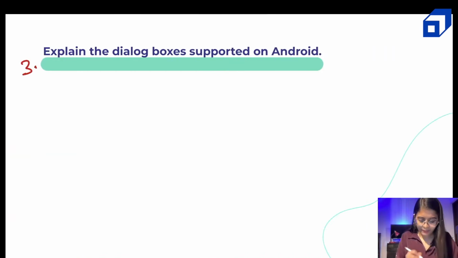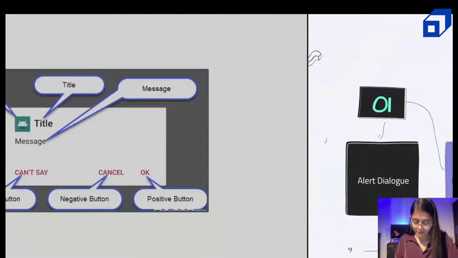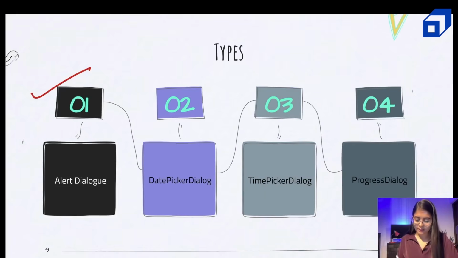Moving ahead, explain the dialog boxes which are supported on Android. Explain the dialog boxes supported on Android. In Android, there are four dialog boxes which are supported. Number one is your alert dialog. Number two is date picker dialog, then you have time picker dialog, and finally progress dialog.